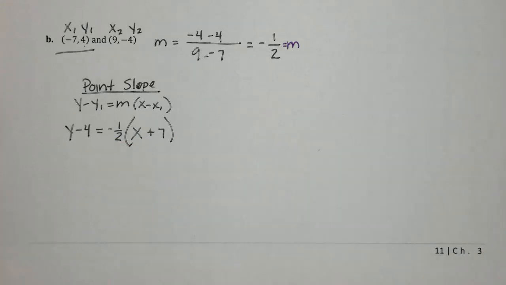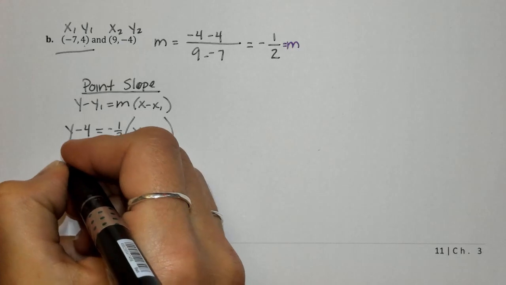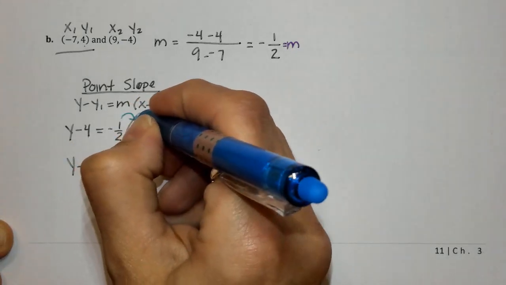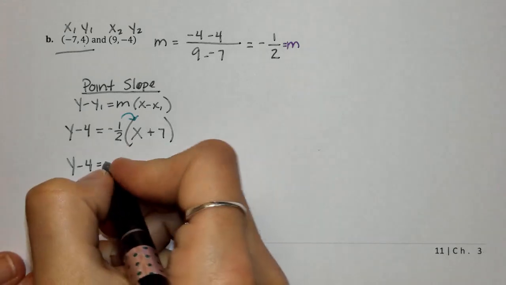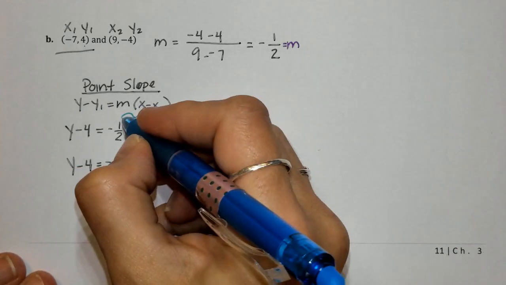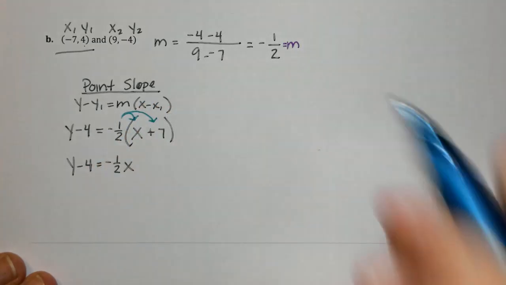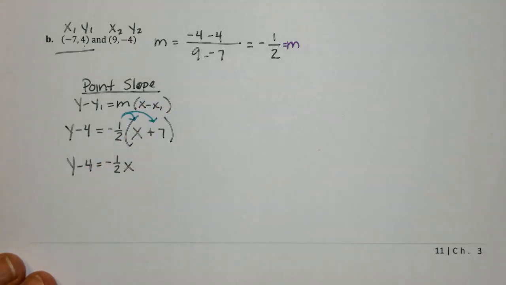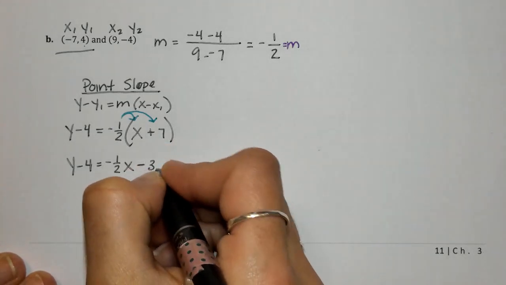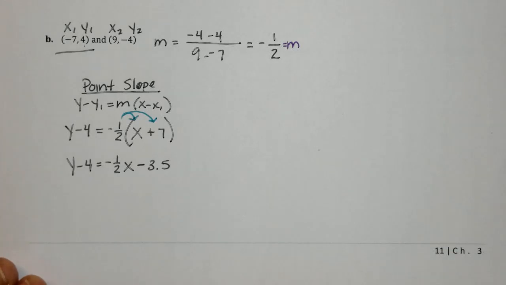So again, what we did earlier is we need to distribute over here. So we'll bring down our y minus 4 equals. I'm going to distribute the -1/2 to the x, simply placing them right next to each other, -1/2 x. And then I'm going to distribute -1/2 to a positive 7. So this will come out to a negative. 1/2 of 7 in decimal form is 3.5.